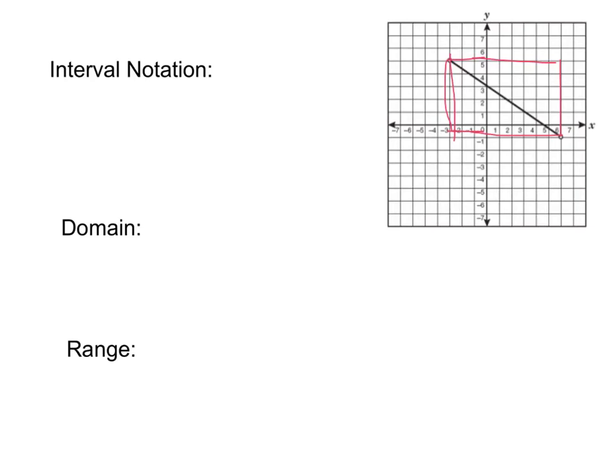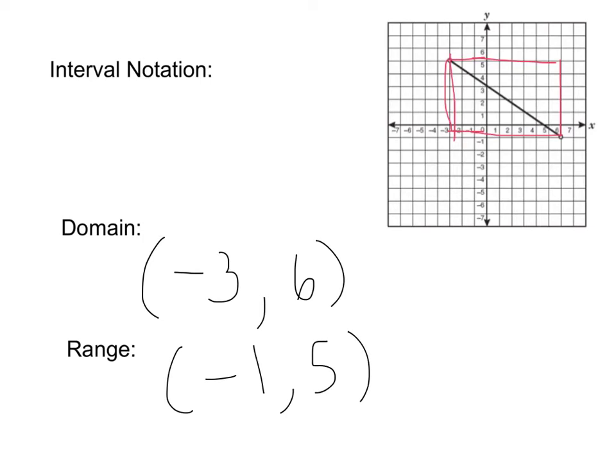All right, let's have a look at interval notation. Now notice that the circles were open and I did draw the box around to show sort of the bounds. When we have something that's not equal to, we have to use a round bracket. So in this case, the domain would go as far as -3, but not equal to -3, and as far right as 6, but not equal to 6. Don't confuse this with the coordinate (-3, 6). So this is the domain. The range is going to be from -1 to 5. Again, both round brackets.